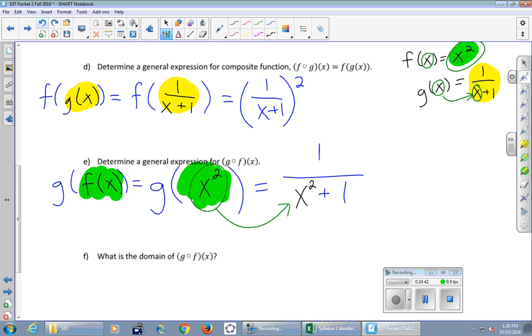Aaron, you all right with that? Yeah. Okay, let's think about domains here. What is the domain of this 1 over x plus 1 squared? All right, so the domain again, set of all x's except for -1.